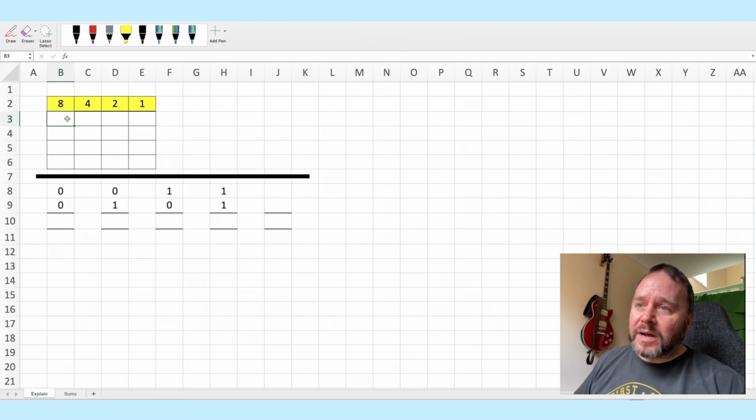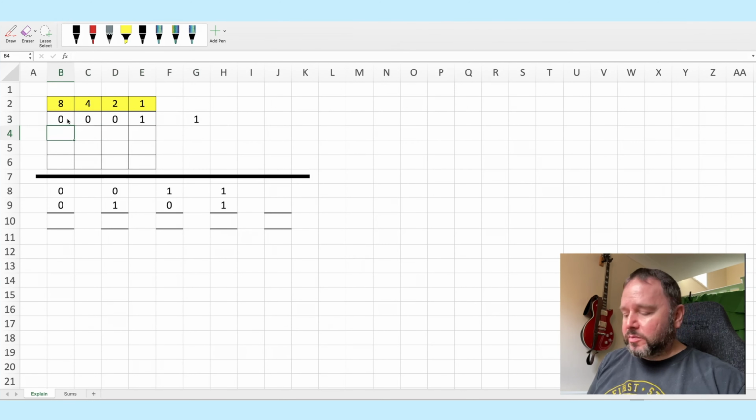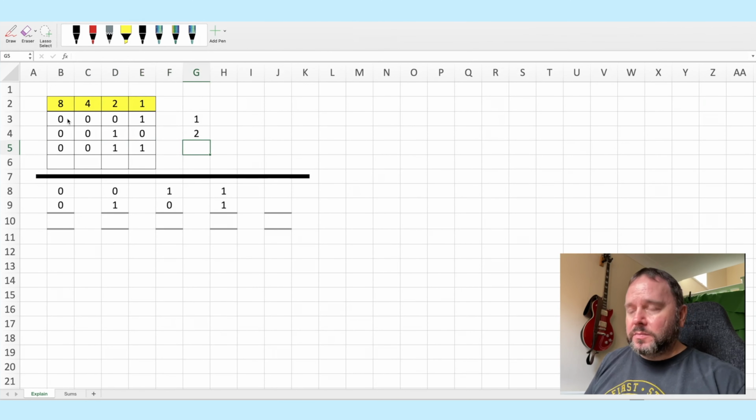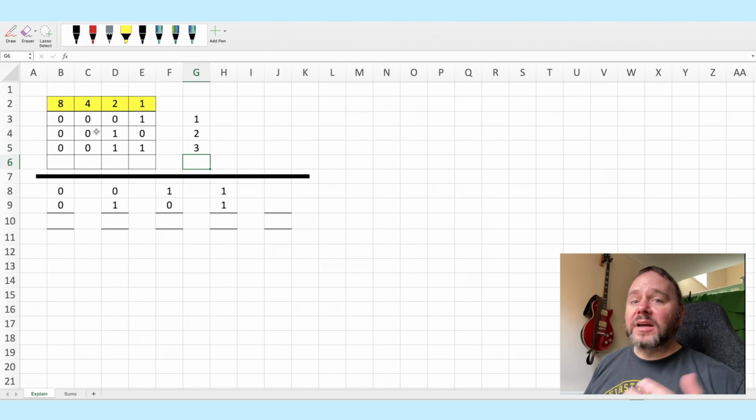Okay, so let's look at the binary number for 1. So that's number 1. Let's have a look at the binary number for number 2. So it's 1 lot of 2 and nothing else. It's the binary number for 2. 3 would be a 2 and a 1. 2 plus 1 is 3. And that's it. Okay, so let's see how that works when we are adding together.